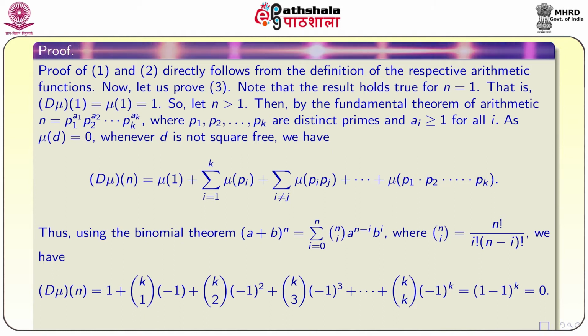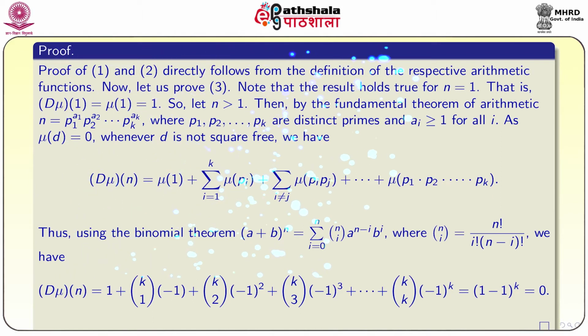So, we are going to prove only part 3, that is D of the Mobius function, by induction. The result clearly holds for n is equal to 1, that is, D mu of 1 is just mu of 1, because 1 has only one divisor, that is 1, and mu of 1 is equal to 1.